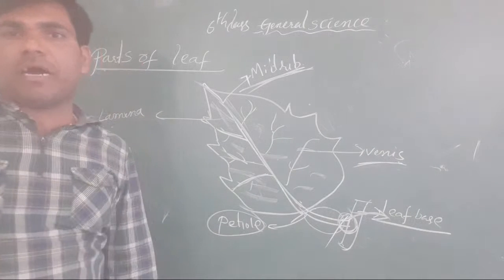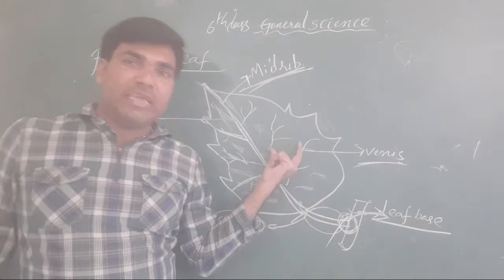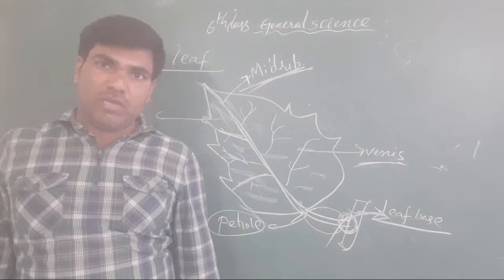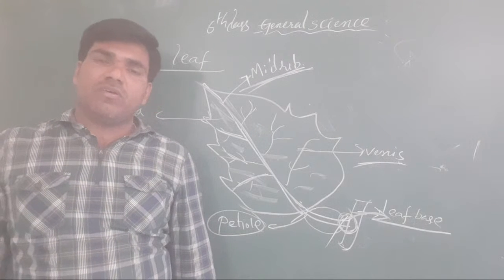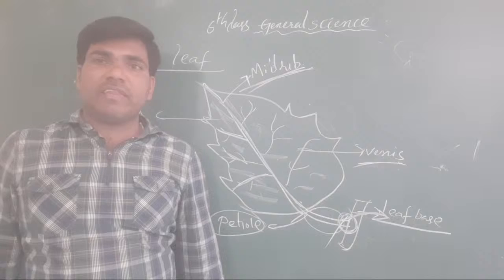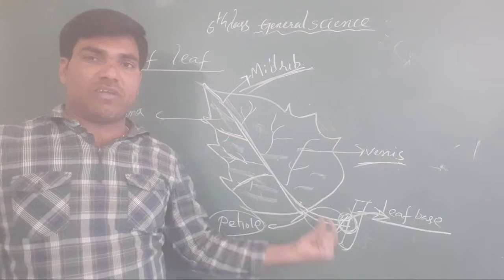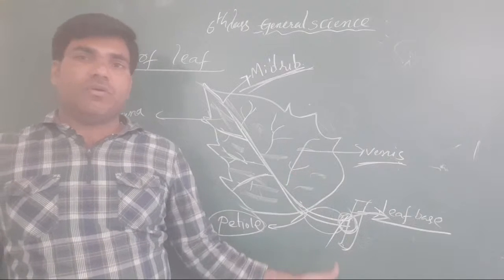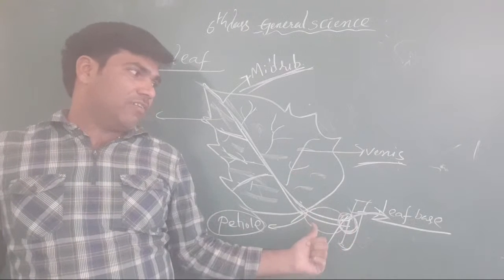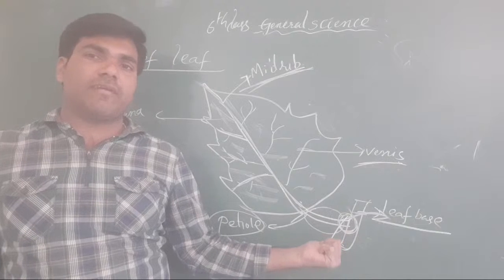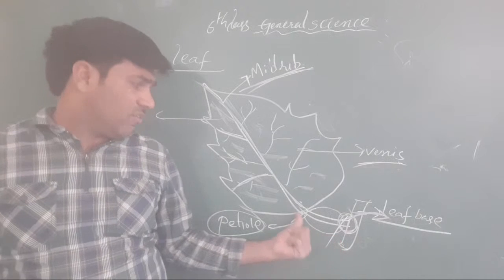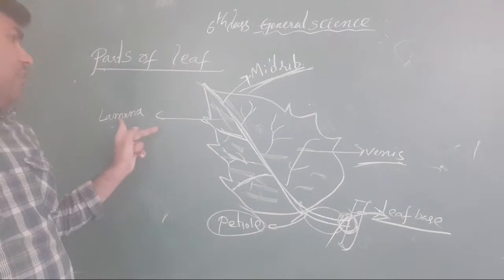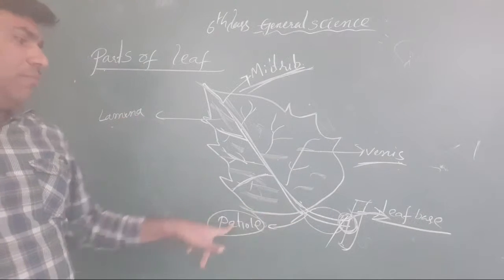Once you label the parts, do not take only a single leaf; take different leaves. Take a mango leaf, otherwise any flower leaves. Everything does not contain all these parts. From leaf to leaf, some plant parts may not appear. The petiole may not be contained, but the lamina is compulsorily contained.